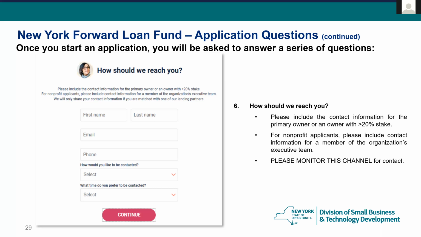And the final question, question 16, what is your personal credit score? It's going to request that you put in the range that you think your personal credit score is. Of course, this is going to be verified and checked, but just put in your best guess of where your score is.